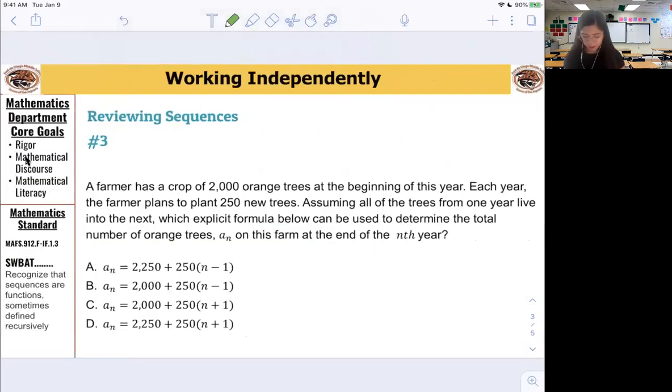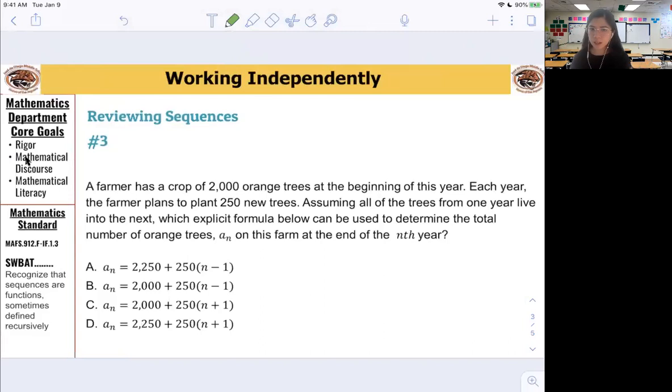All right, now we got another one, but this time I don't have a list, I have a word problem. So I have to think about what the numbers in my sequence are going to be based on the words on the page. Let's read. A farmer has a crop of 2,000 orange trees at the beginning of this year. Each year, the farmer plans to plant 250 new trees. Assuming all of the trees from one year live into the next, which explicit formula below can be used to determine the total number of orange trees, A of n, on this farm at the end of the nth year?